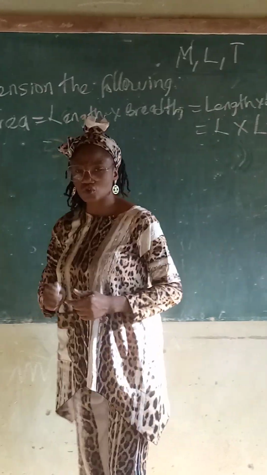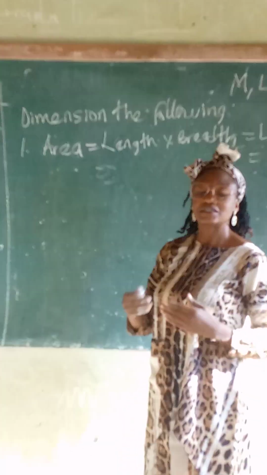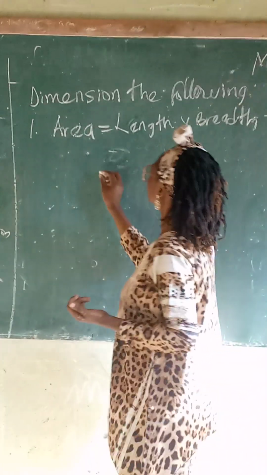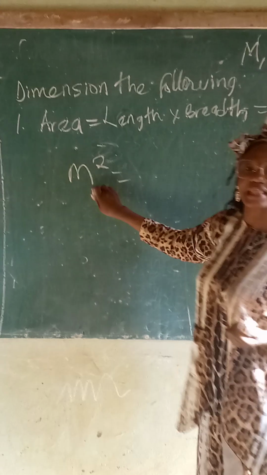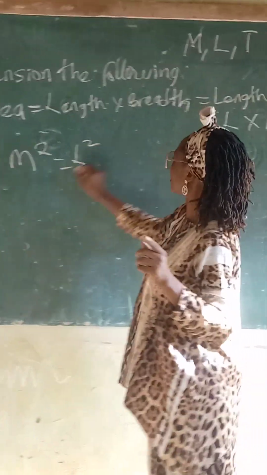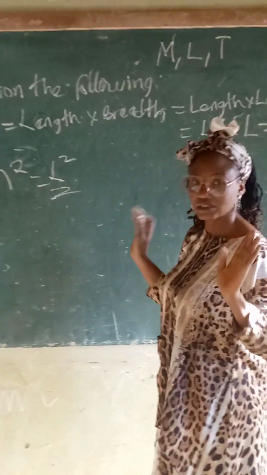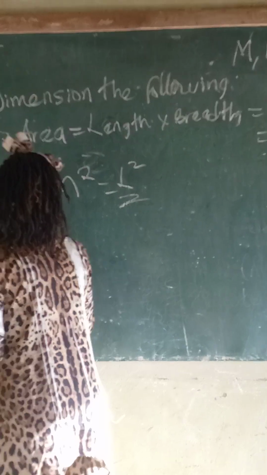Now, using the unit method, by now you know that the unit for area is meter square. Meter is a unit for length. So you simply put L square, and that's all, using the unit method. Okay, let's try the second one, 2, volume.